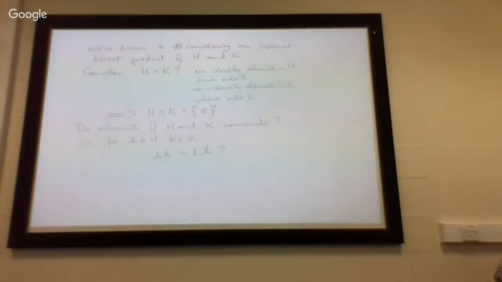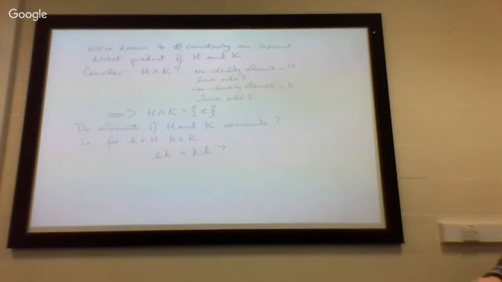Now, I'm trying to think how I motivate this argument. Is it immediately obvious? Is little h times little k equal to little k times little h? If you take a pair of elements from H, multiply them, it's in H. If you take a pair of elements from K, multiply them, it's in K. But here we're taking one from each. So they're both elements of the group G for sure. But is it the same element of group G on both sides? Are these equal? It's not immediately obvious. I don't know.